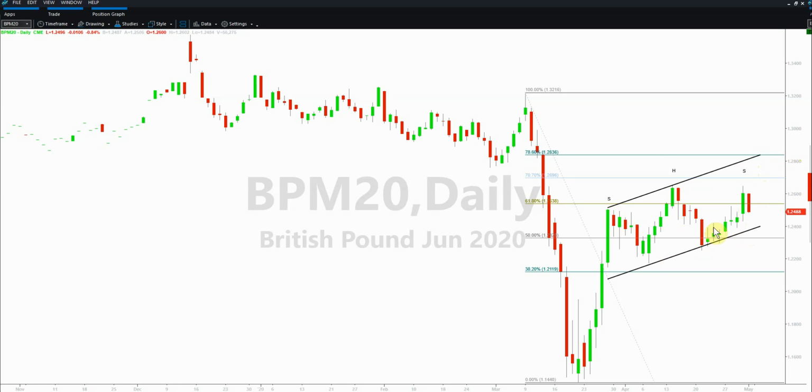Obviously, day traders would be trading the smaller time frames in this. It's highly likely that it's going to head lower towards this bottom boundary. So Monday you should be looking for shorts.